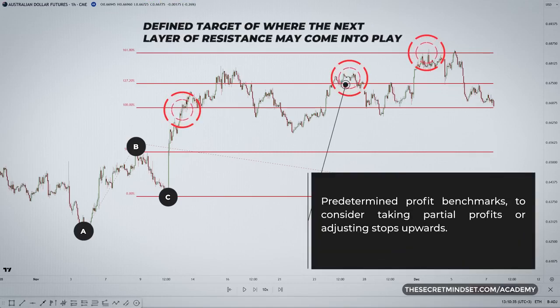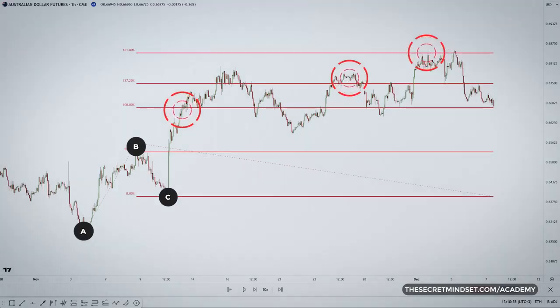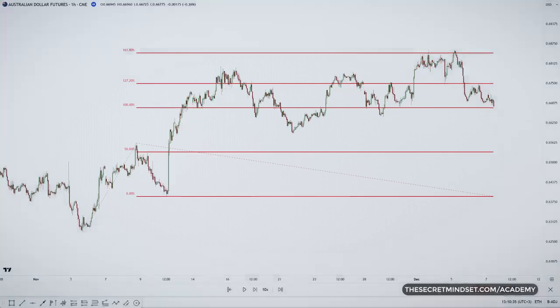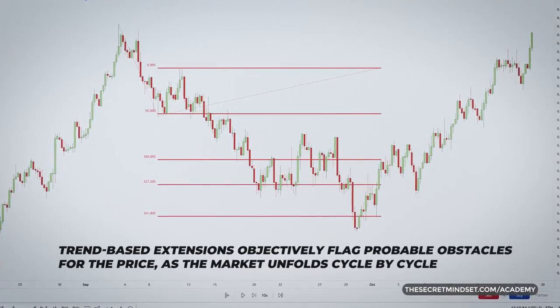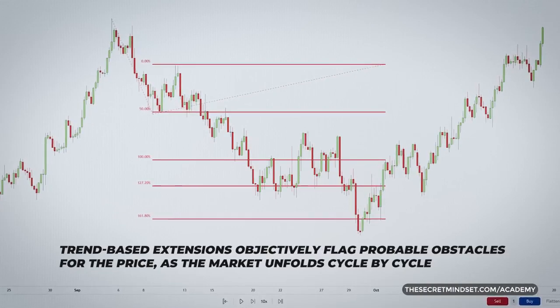Having these calculated levels gives me predetermined profit benchmarks to consider taking partial profits or adjusting stop losses upwards. The goal is hunting for an even bigger payoff on the trade, and in this case, once price neared that 100% projection number, buyers seem to have started cashing in their profits, which triggered a retracement. So this tool is a useful reference for an exit strategy too. Trend-based extensions are a must-use tool in your market structure analysis. They objectively flag probable obstacles for the price as the market unfolds cycle by cycle.